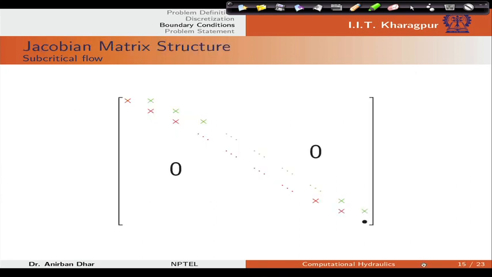So, what is the matrix structure? We have I plus 1 in this case. So, we have one diagonal term and another one which is banded, and the green one is that, and the last dot is for the boundary condition that we will be utilizing for our case.